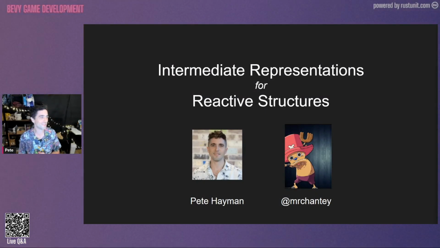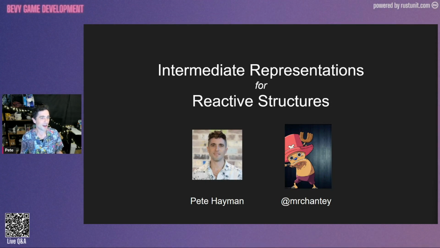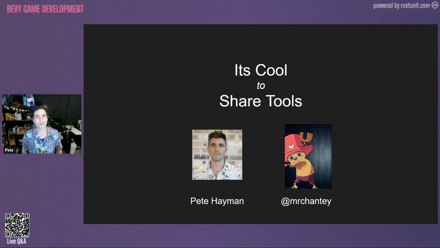This is Intermediate Representations for Reactive Structures, which is a title that, after some thought, I thought maybe is not totally clear. I had another go at the title, which is "it's cool to share tools," which is also not super clear, but I don't know, maybe somewhere in the middle it's starting to make a little bit of sense.